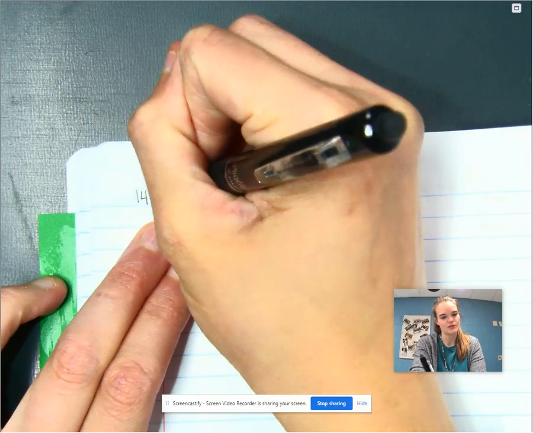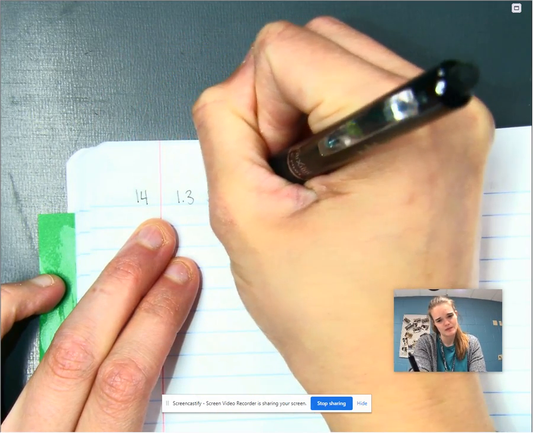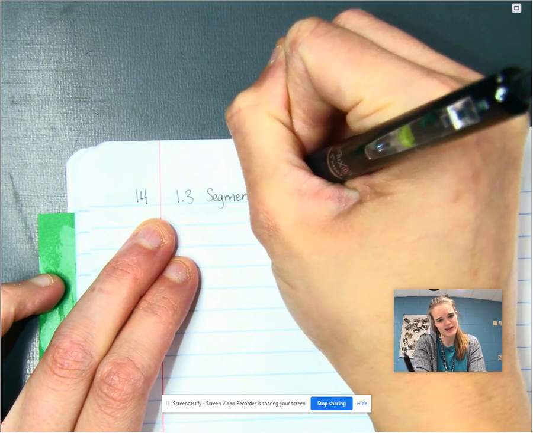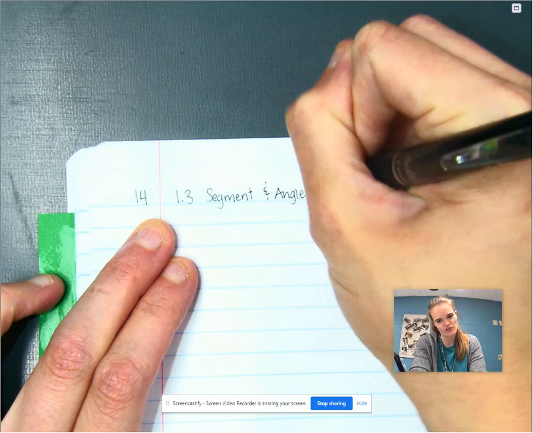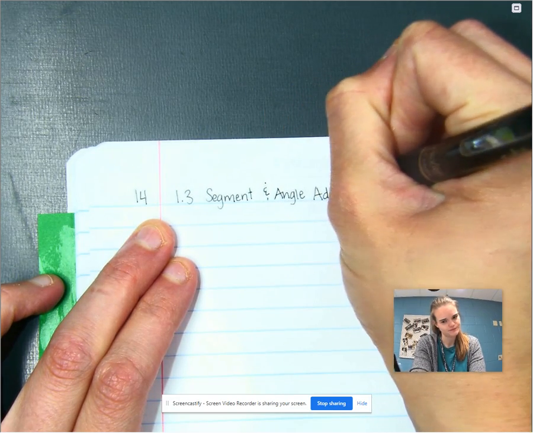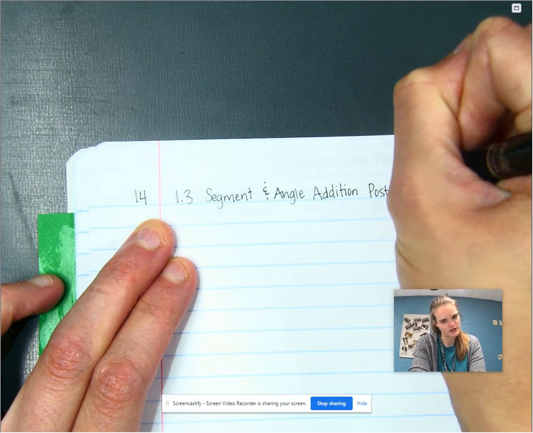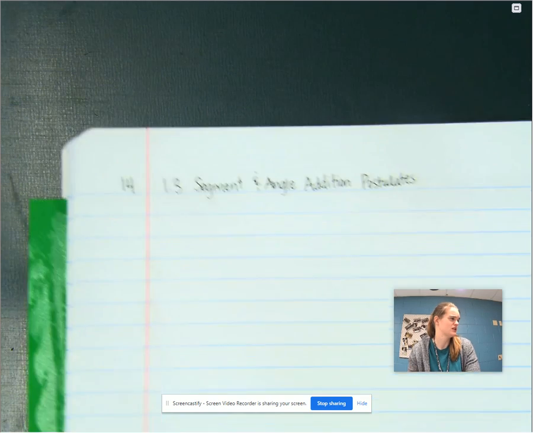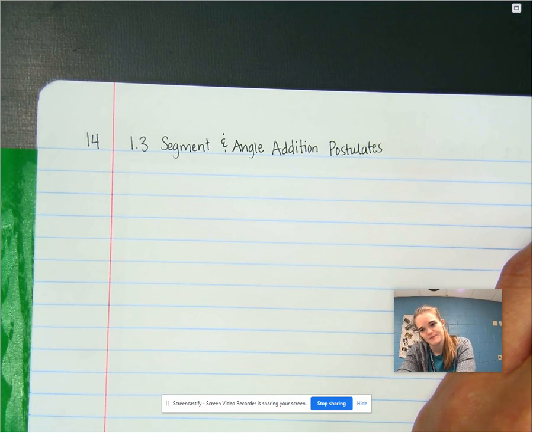14. It is 1.3, and it is segment, but it's segment and angle addition postulates. It's missing a word. So change that and get the right title there on page 14. That's also the title for 15, and I'm going to go ahead and write it on there because I am going to fill 14 and 15 today.